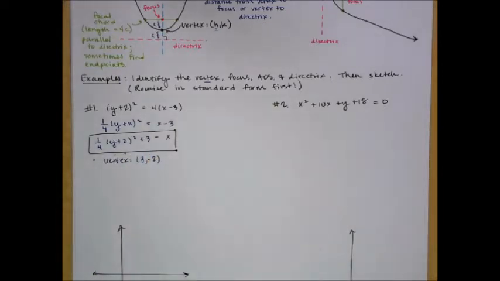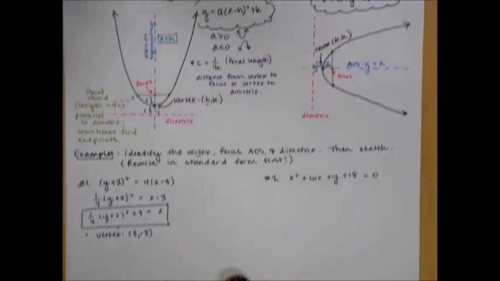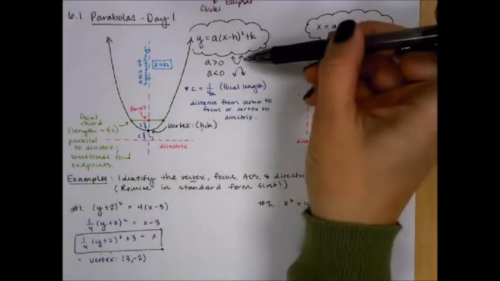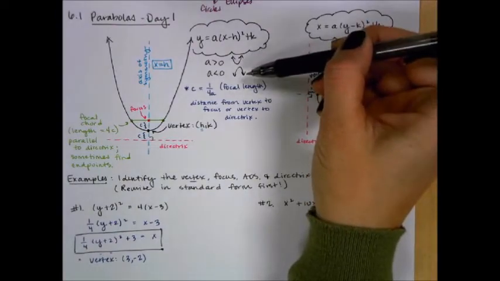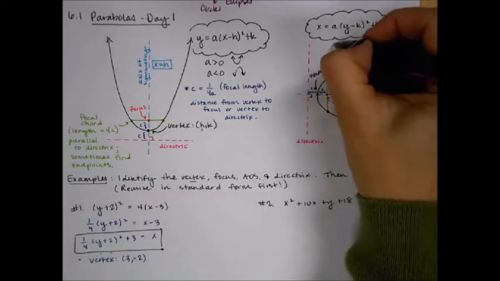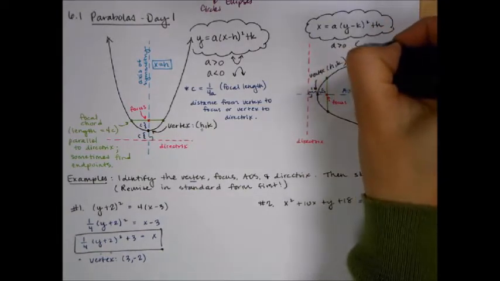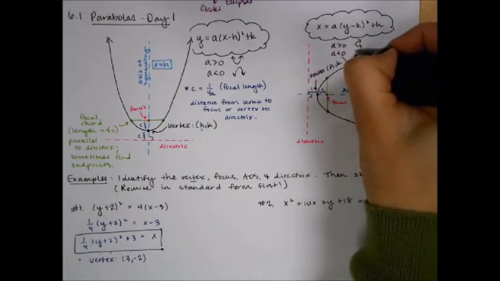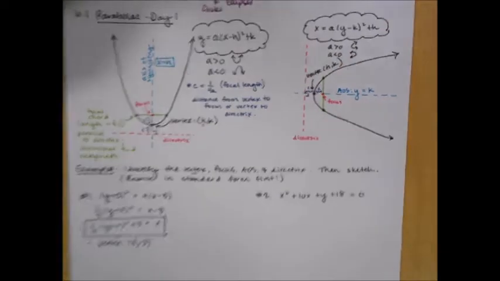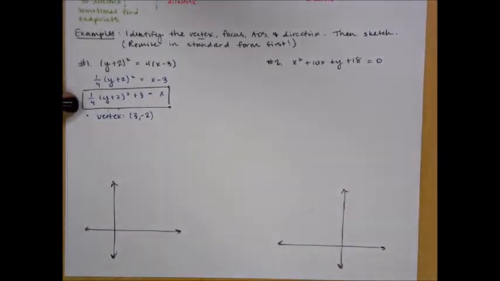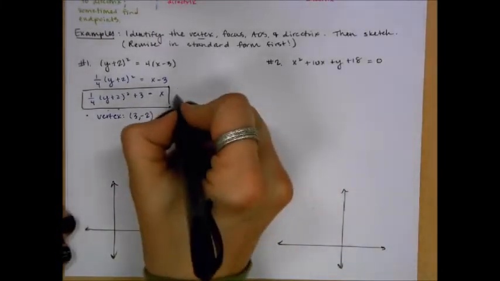You might also note which way this is opening. So like with my parabola facing up and down, if a is positive, we're pointing up. If a is negative, it's reflected over the x-axis and points down. Here, when a is positive, my parabola is opening to the right, and when a is negative, it opens toward the left. So in this problem, since it is x equals, and my leading term is positive 1/4, it is going to open to the right.